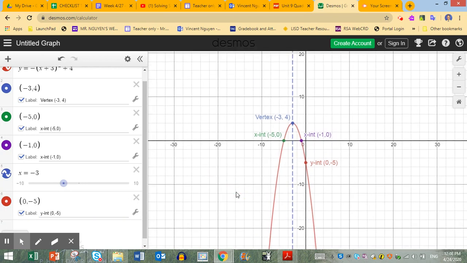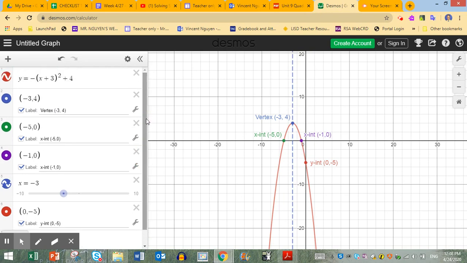Anyway, so again, that's how you use Desmos to make your life a little bit easier when you're dealing with these quadratic functions.